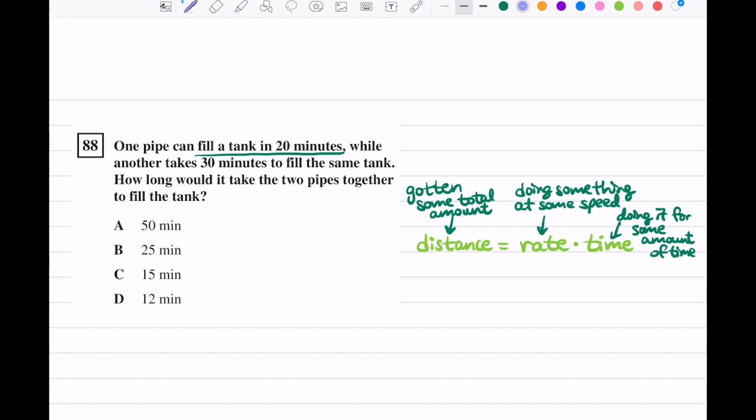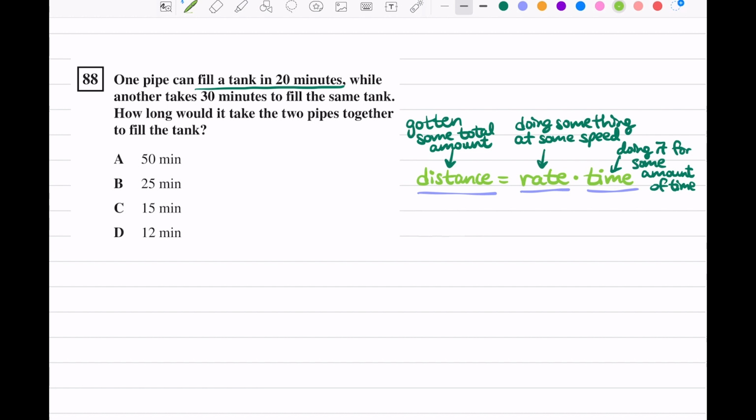All right, with this formula, we said that we are doing something at some speed. We're doing it for some amount of time, and that allows us to get some total amount. And that amount, we said, could be distance, or the number of zombies that you shoot in a game, or the number of movies you watch. It's just some sort of amount. And in this problem, our amount would be the volume of the tank, how much we fill up that tank. So our equation in this problem is going to say volume equals rate times time.